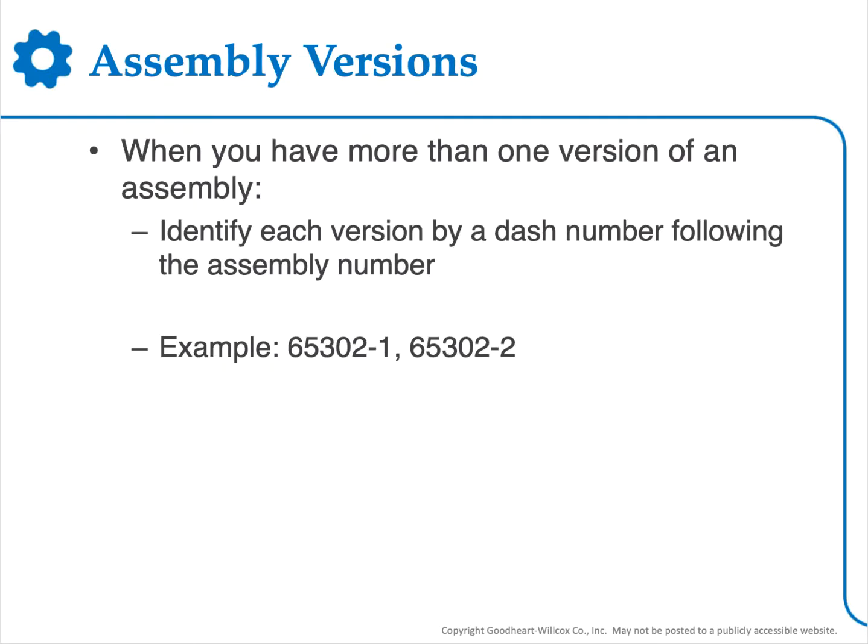And lastly, assemblies can have different versions. And so when you have more than one version of an assembly, each version is identified by a dash number following the assembly number. So if you have multiple assemblies, you're going to run into an example like this where you would have your assembly number 65302-1, and you would have that same assembly but a different version, so 65302-2. Pretty simple stuff. That's on page 331. And page 332 gives an example as well in figure 16-11.